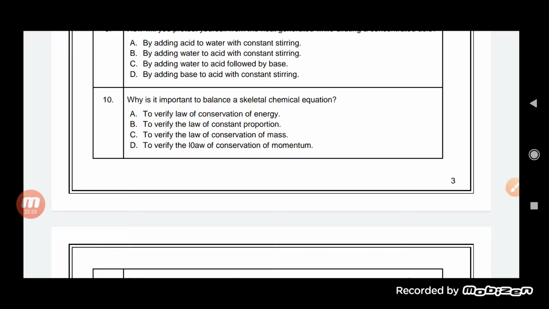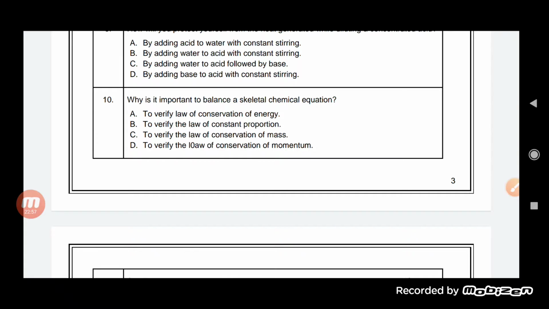Why is it important to balance the skeletal chemical equation? Skeletal chemical equation is what? A chemical equation which is unbalanced, which is not balanced. To verify the law of conservation of energy, to verify the law of constant proportion, to verify the law of conservation of mass, and to verify the law of conservation of momentum. The answer is the law of conservation of mass.